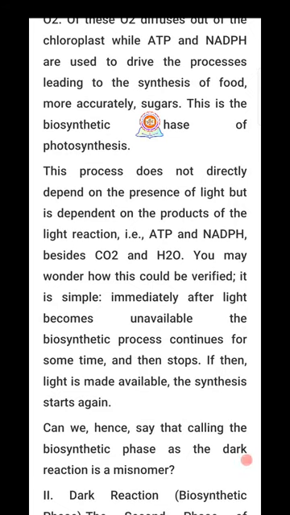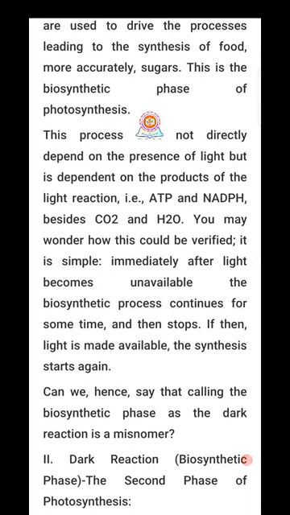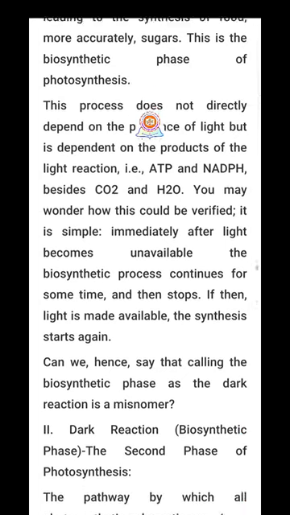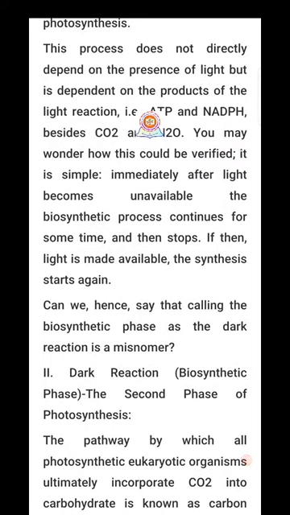You may wonder how this could be verified. It is simple. Immediately after the light becomes unavailable, the biosynthetic process continues for some time and then stops. If light is then made available, the synthesis starts again. Can we hence say that calling the biosynthetic phase the dark reaction is a misnomer?